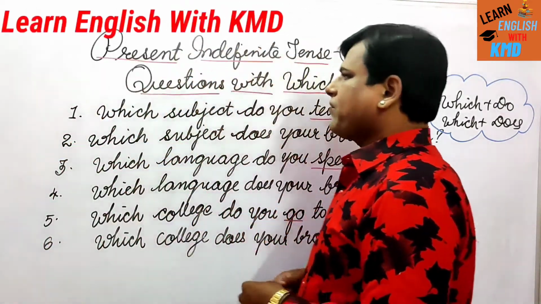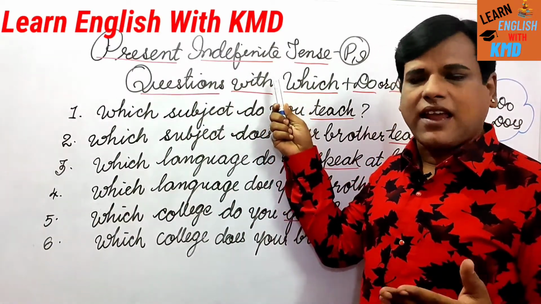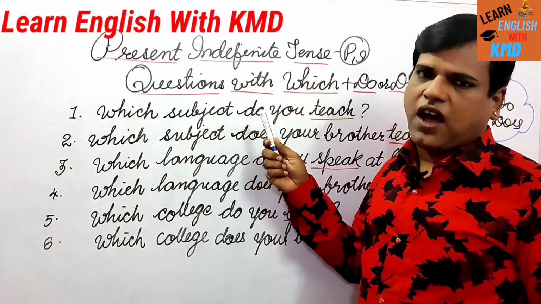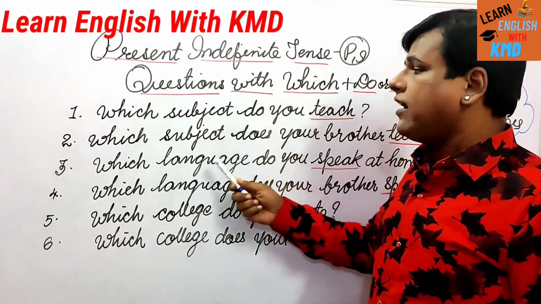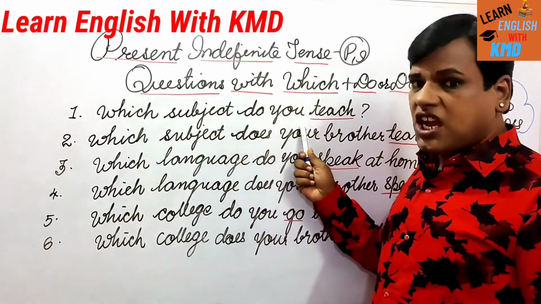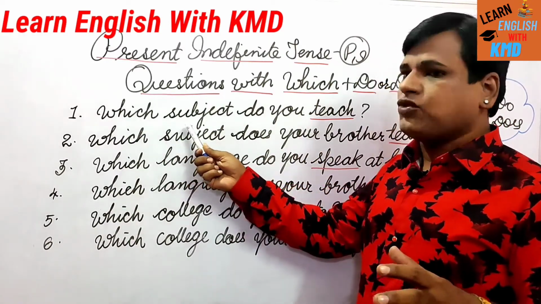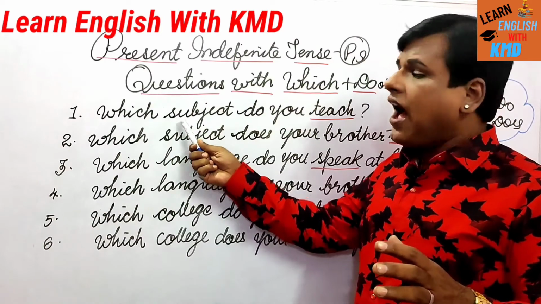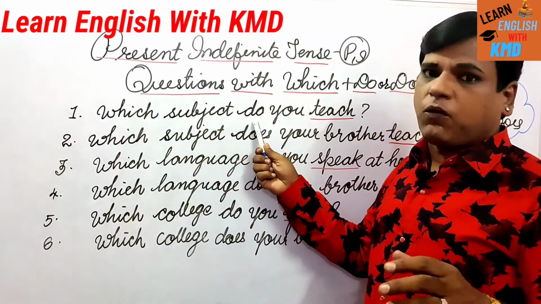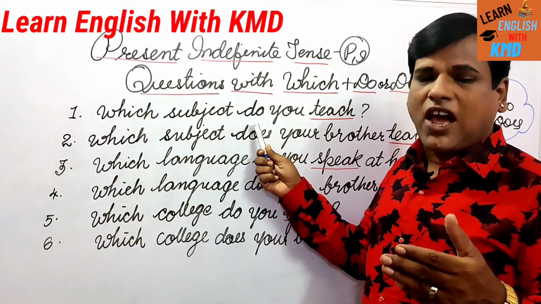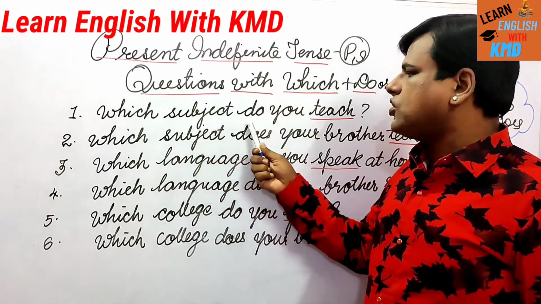Here I go. Present indefinite tense, part one, small i, questions with which followed by do and does. Here comes question number 1. Which subject do you teach? Remember, after the WH word I am using subject here. Which subject, and the helping verb do comes in the third place. It doesn't come in the second place here. Which subject do you teach?